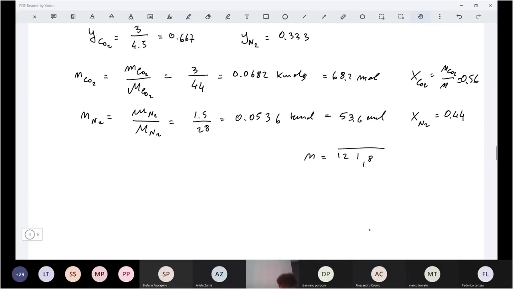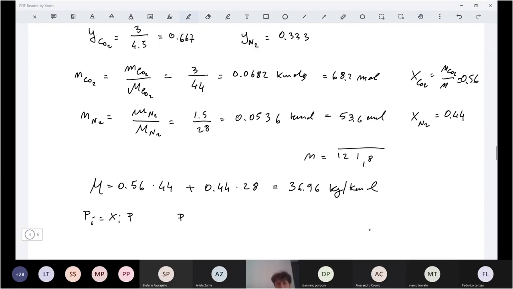So at this point, you can evaluate the molar mass of the mixture. Sum of Xi Mi, so you see this is X CO2 times M CO2, that is 44, plus X N2, 0.44, times the molar mass of N2, which is 28. You obtain the molar mass of the mixture. Of course, with the molar fraction, you also have the partial pressure. And so this is also trivial.